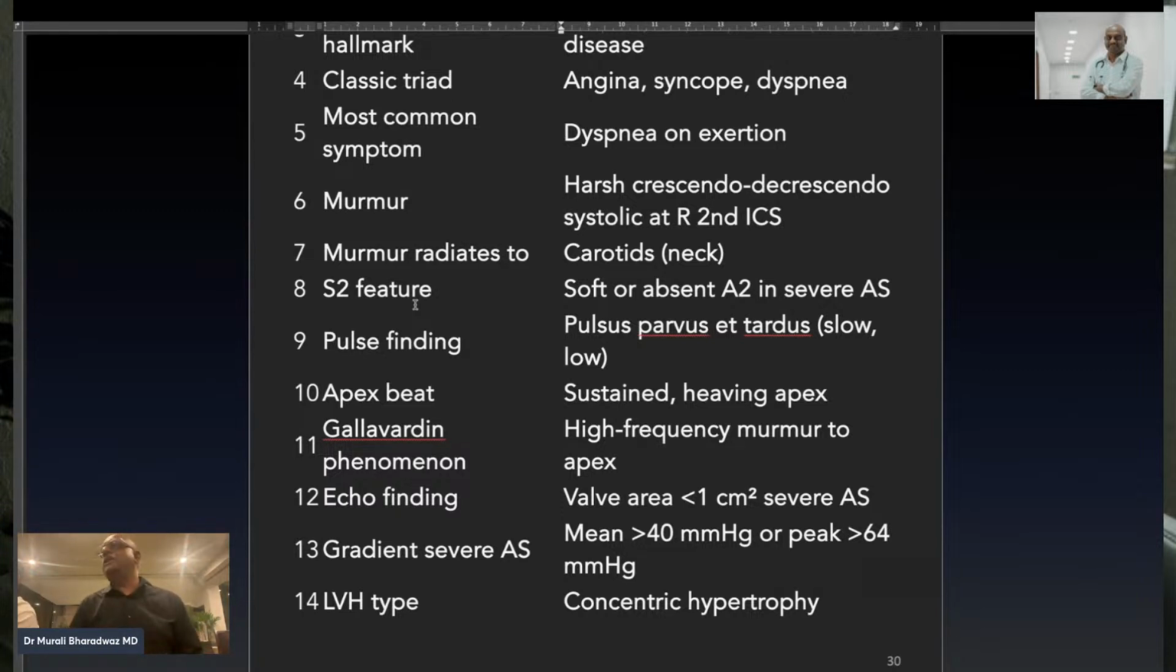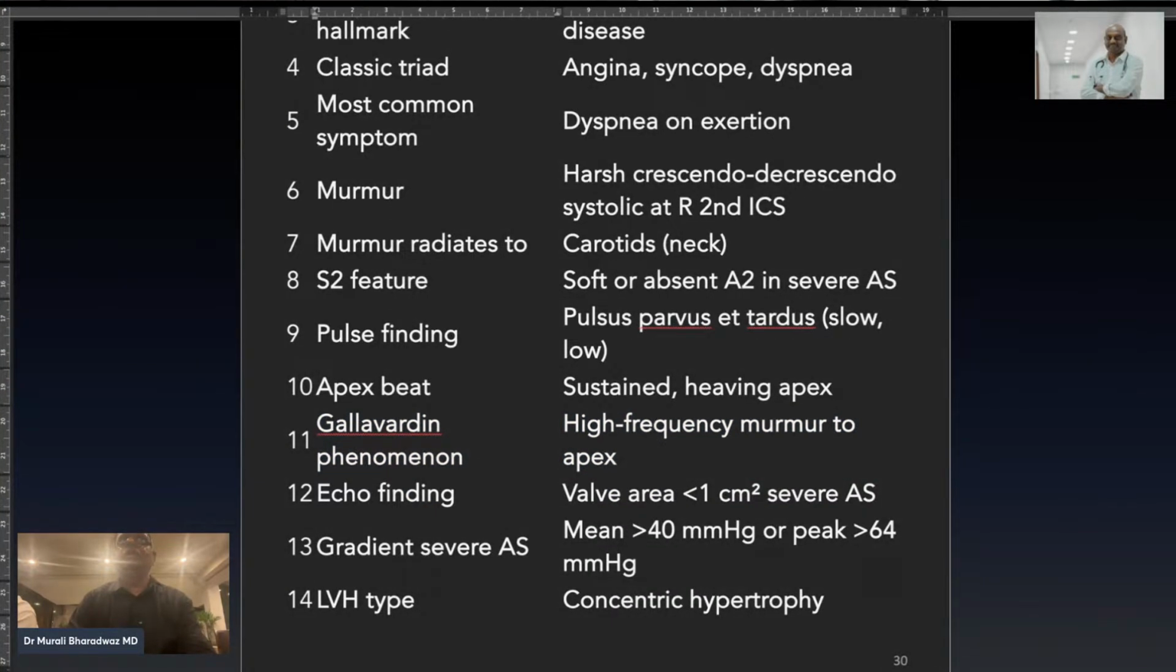Then what is Gallavardin phenomenon? Once there is aortic stenosis, there is a high frequency murmur, high frequency and low amplitude. You have to hear it with the diaphragm, which is not at the apex. Right? So this is something that you need to know. What is the mechanism of Gallavardin phenomenon? We will ask Chattu bhai.